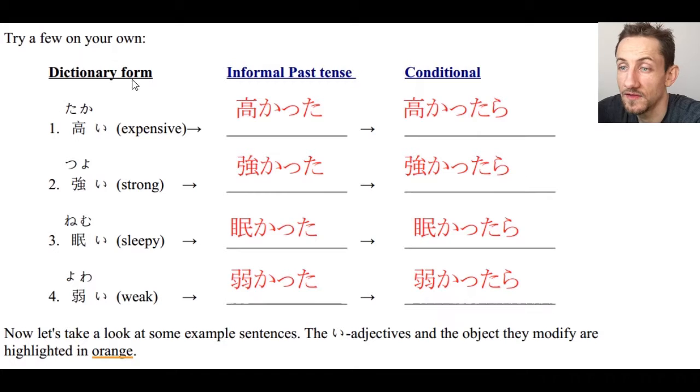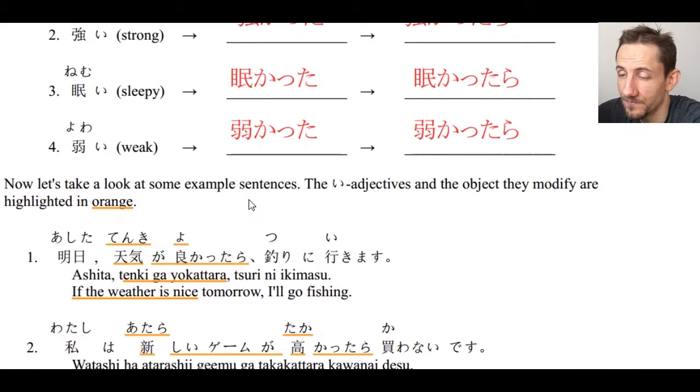All right, so number 1, we have takai, takakatta, takakattara, tsuyoi, tsuyokatta, tsuyokattara, nemui, nemukatta, nemukattara, and the last one, yowai, yowakatta, yowakattara. So that's it, basically the same as the verbs.